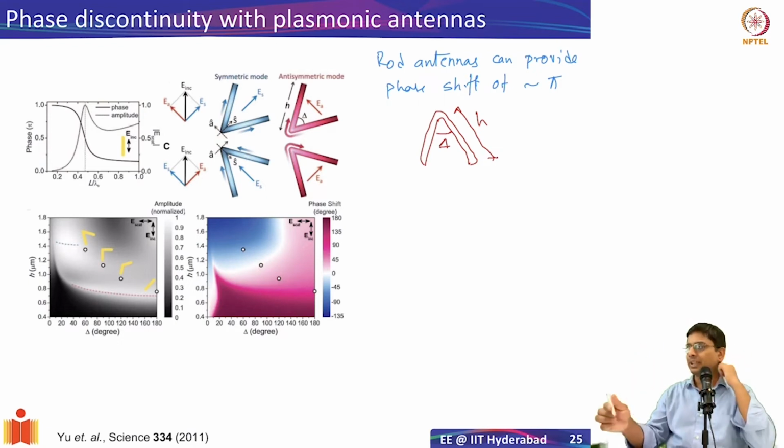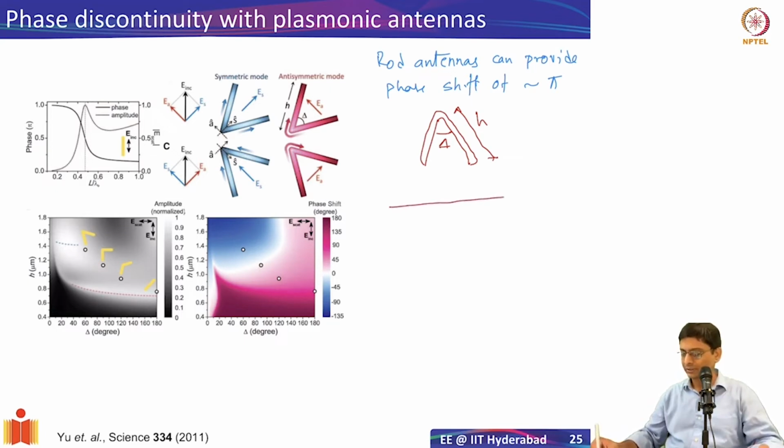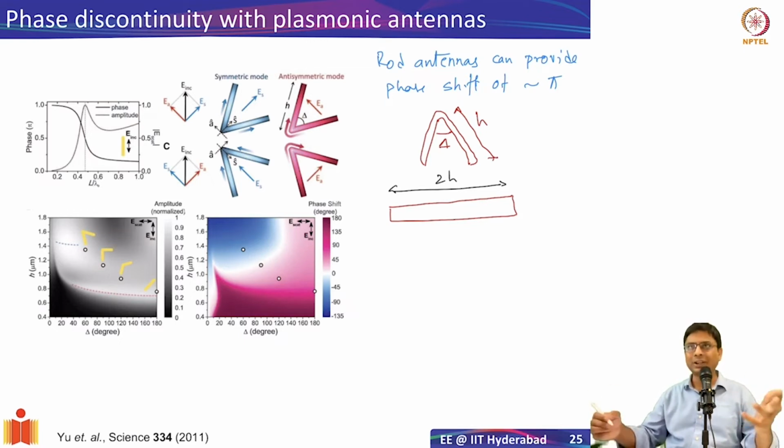If I take a rod antenna like this and say this length is 2h, there will be multiple modes that are excited. The fundamental mode in this structure would be the half wave dipole, right? So the plus and the minus. In this case, this resonance will occur at lambda effective equal to 2h. This is my fundamental mode.